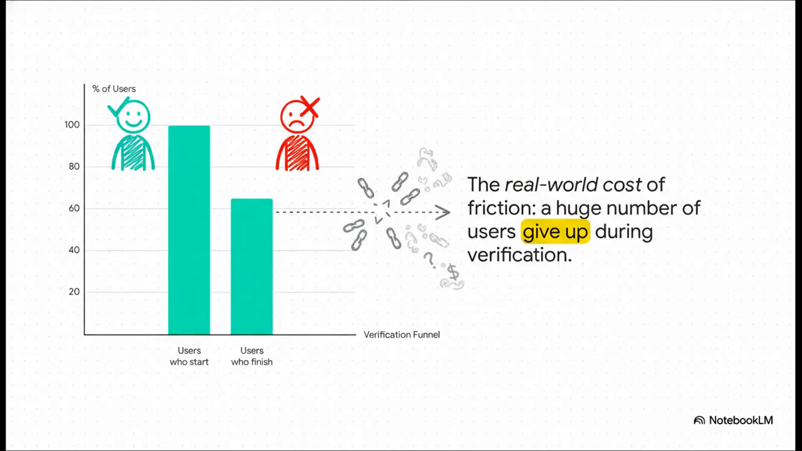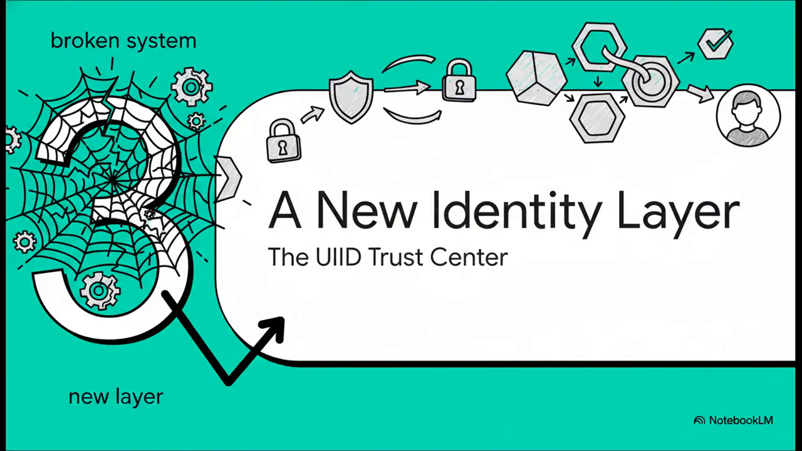And this chart? It shows you the real-world cost of that friction. It's stunning. For every 100 people who actually start one of these sign-up processes, a huge chunk of them, in this case 35%, just give up. They get annoyed, they get confused, and they leave. And that business just lost a customer, maybe forever. Okay, so this whole system is clearly a mess, and that's exactly what a new technology called UIID is designed to fix. Now, this isn't just another verification tool. It's trying to be a whole new layer for the internet, one that just cuts right through all this complexity. So let's see how it works.